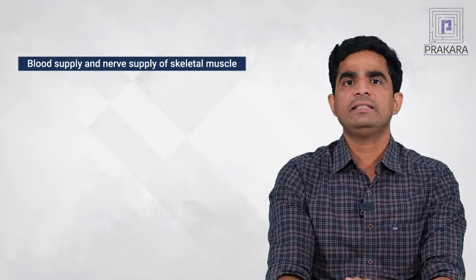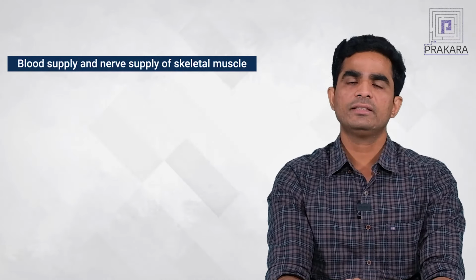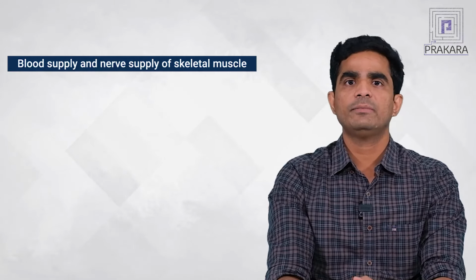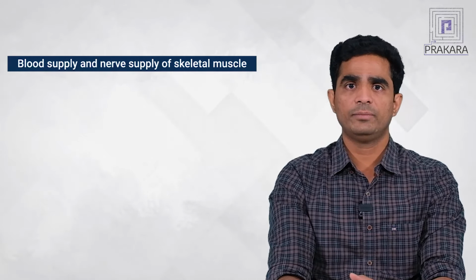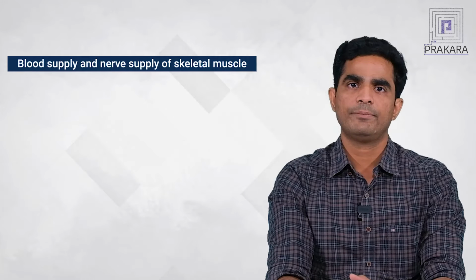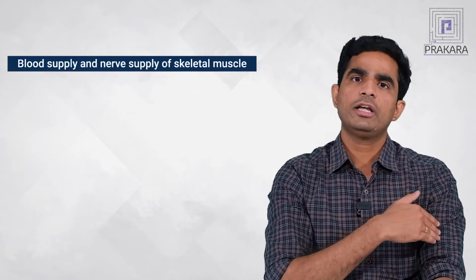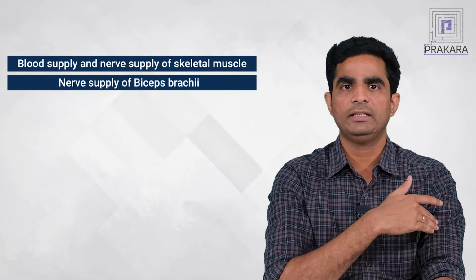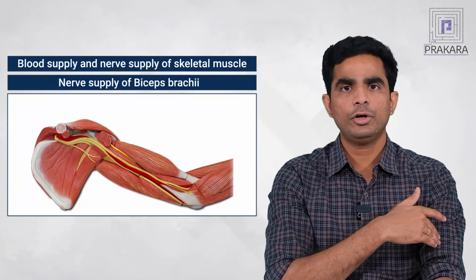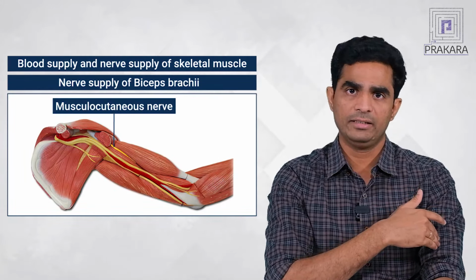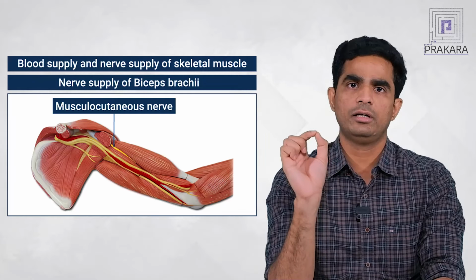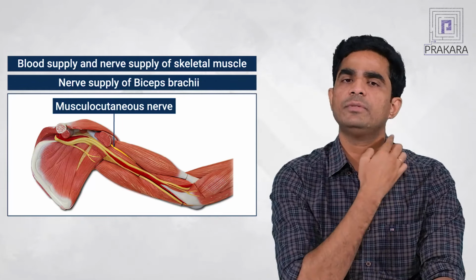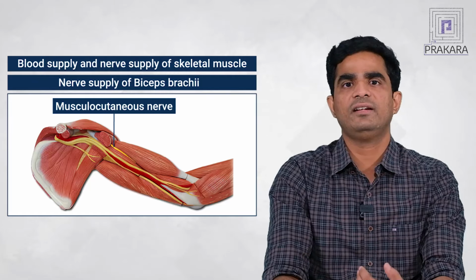Coming to the blood supply and the nerve supply of the skeletal muscle. The skeletal muscles are supplied by somatic nerves coming from the spinal cord segments. We were talking about the biceps brachii, and so let us see what is the nerve which is supplying the biceps. The musculocutaneous nerve that supplies the biceps is a pure motor nerve. It is a somatic nerve which is coming from the spinal cord segments, say C6 and C7.